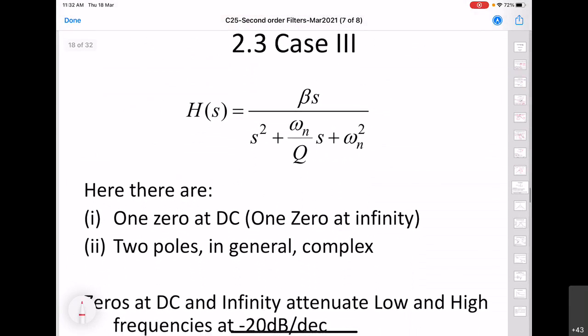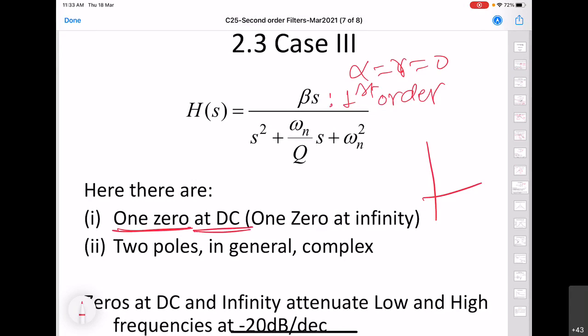Now we have case 3, and this is a new case in terms of the nature of the transfer function that will be revealed by this transfer function. So here we have taken alpha is equal to gamma is equal to 0, and the numerator in this case is of first order. So here we see that we have 1 zero at DC. That means in the beginning the transfer function will have this kind of behavior.